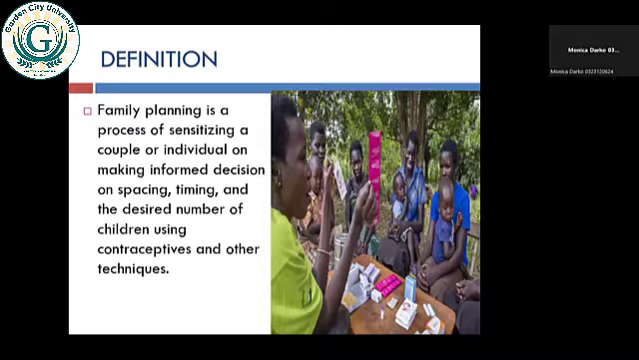Then we defined family planning as a process of sensitizing a couple or individual on making informed decisions on spacing, timing, and desired number of children using contraceptives and other methods. And I said they have to sensitize the individual or the couple, allow them to make informed decisions on the spacing, timing, and desired number of children they want. So it's children by choice and not by chance.